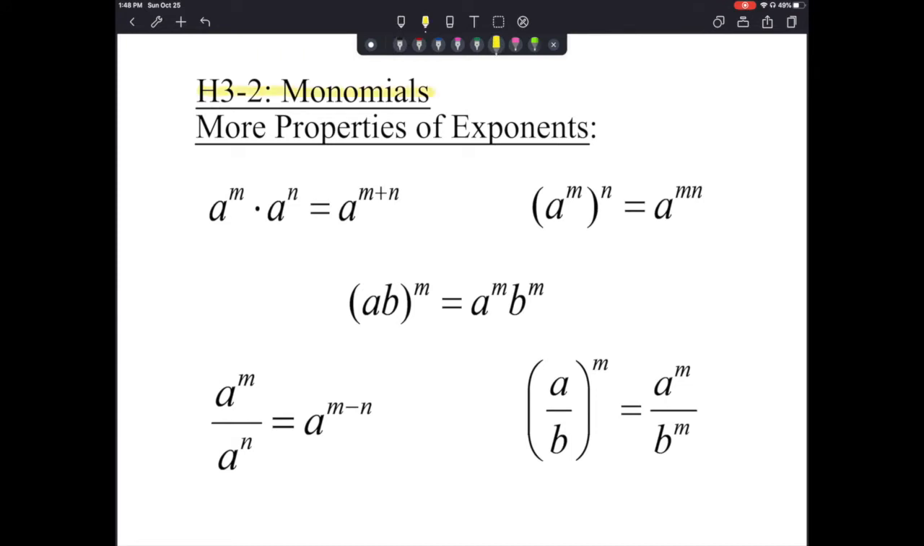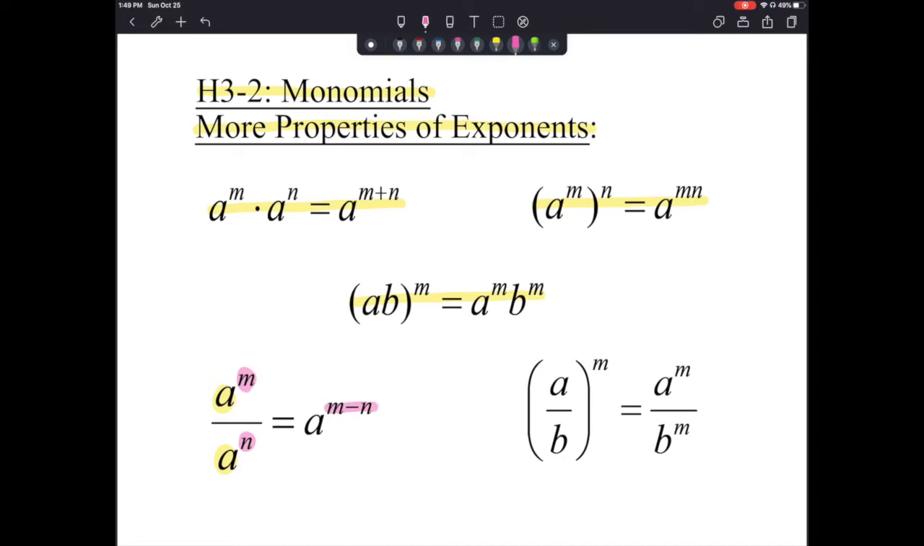Today we're going to look at monomials and how to apply more properties of exponents. The top three exponent rules you see on this slide are ones that we talked about yesterday. Today we're going to add in a couple more. You'll see down in the bottom left corner, if I am dividing two numbers with the same base, all I'm going to do with those exponents is subtract the top one minus the bottom one.